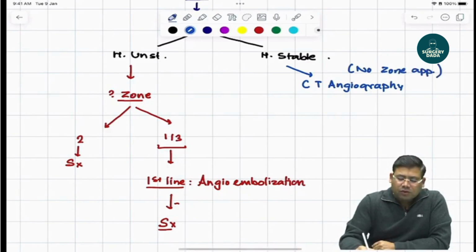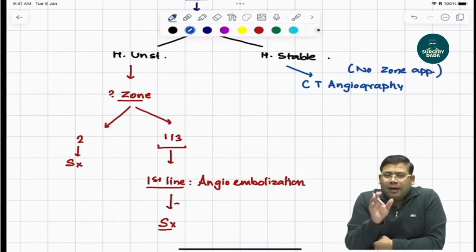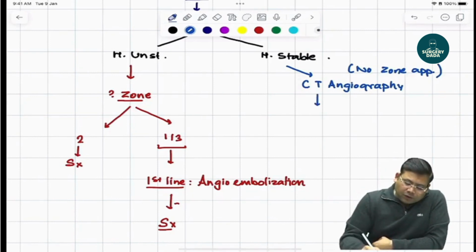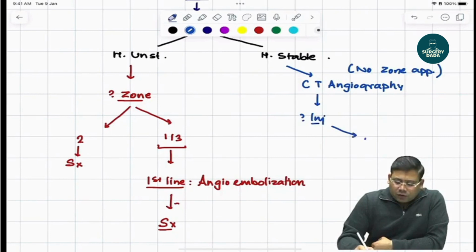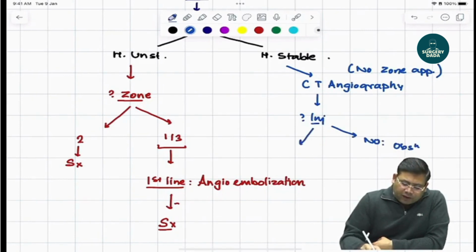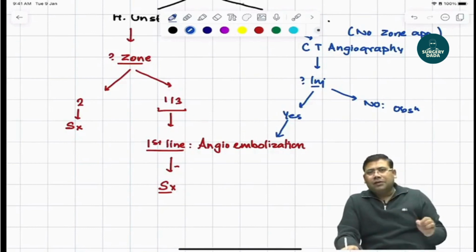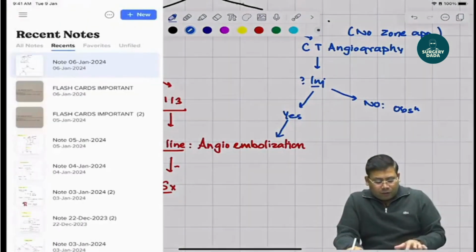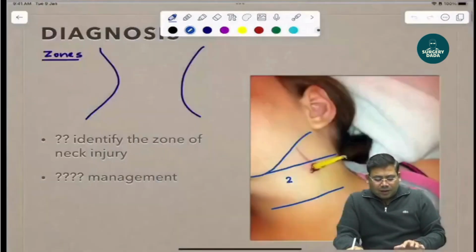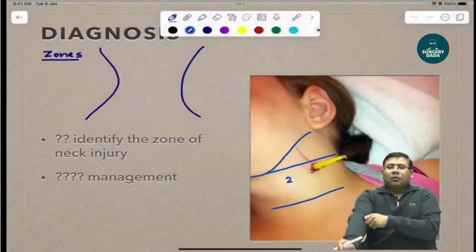No zone approach is used for stable neck injuries, and when we go for CT angiography, you will assess whether or not there is any injury. If there is no injury, students, you can go for observation, and if there is injury, the next call is CT guided angioembolization. If it fails, you will have a call for surgery. This is what is very important. So I hope the first image is clear to all of us. Let us go to the next image.